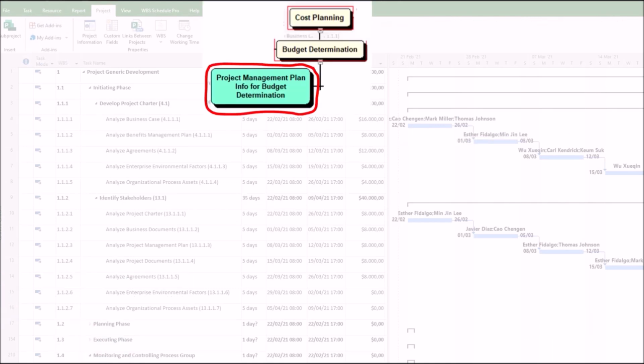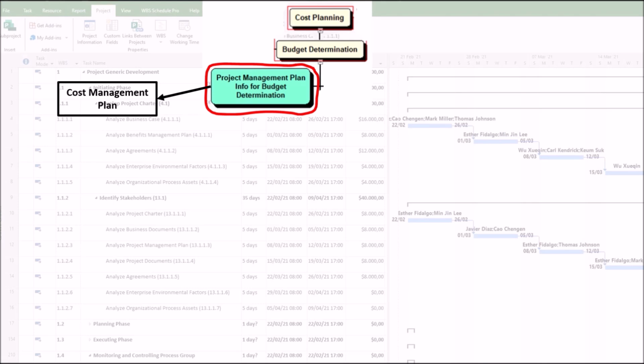How important is the input of project management plan to the Determine Budget Process? The project management plan is a critical input to the Determine Budget Process in PMBOK because it provides the foundational guidelines and components necessary for accurate budget estimation. Here are the key components of the project management plan used in Determine Budget.